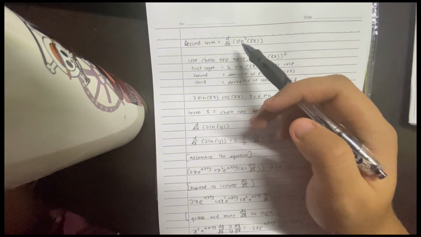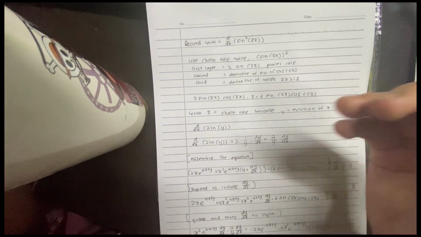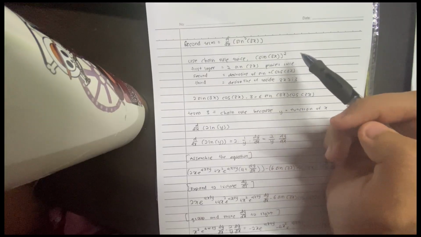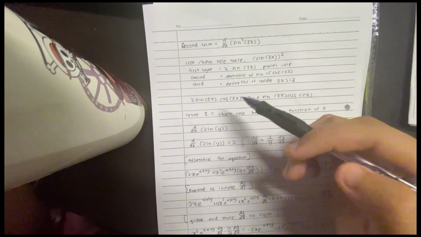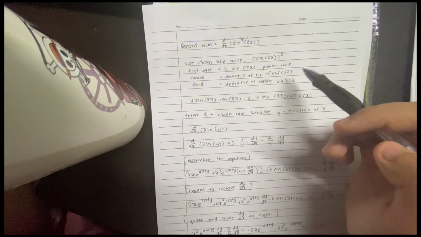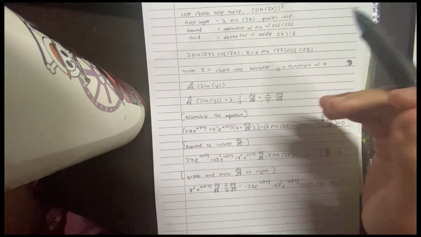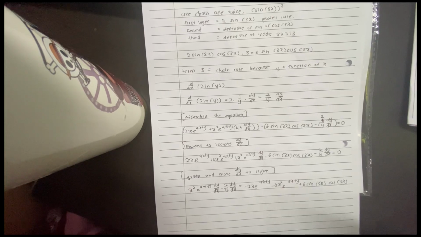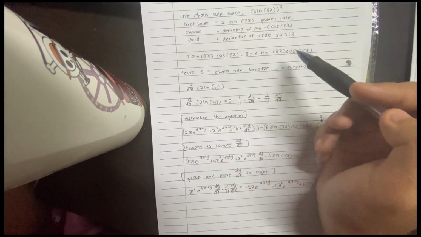So next we see the second term. The second term is d over dx of sin^2(3x). So we need to use the chain rule twice. So we have (sin 3x)^2. The first layer is 2 sin 3x, we call this the power rule. The second is the derivative of sin, so we get cos(3x). The third is the derivative of the inside, 3x, which equals 3. So the final result is 2 sin(3x) cos(3x) times 3, equal to 6 sin 3x cos 3x.